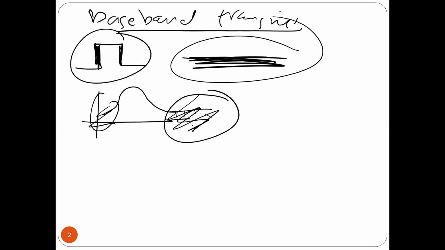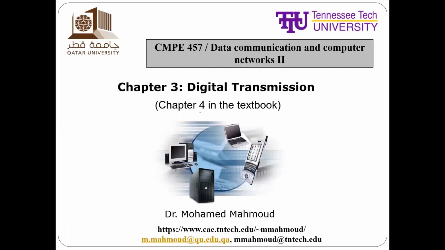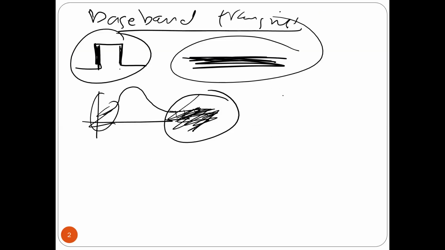So that's what I told you. When you transmit this one this way, we can actually ignore some of these frequencies. It's going to be distorted a little bit, but should be okay. You got what I'm saying? So this is baseband transmission. This is actually what I'm going to explain in this chapter. This is chapter 3 in this course, chapter 4 in the textbook. You can tell from the English name, digital transmission. So this chapter is about this case.